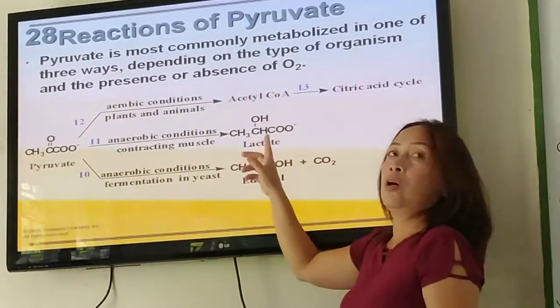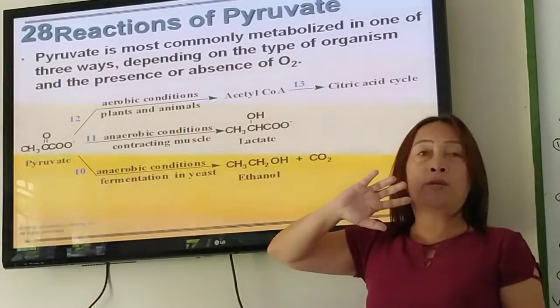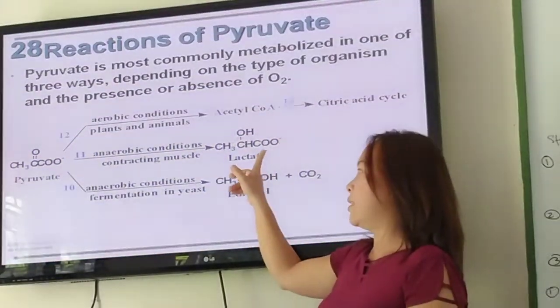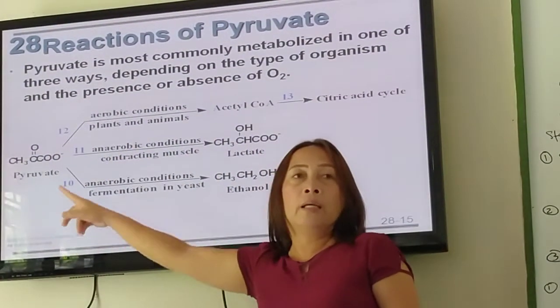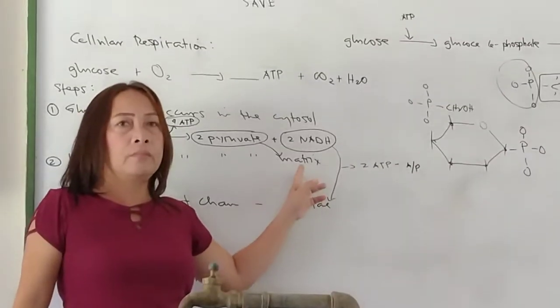However, when oxygen is sufficient already, then the lactic acid can be converted back into pyruvate, and it now enters the matrix for the Krebs cycle. Are you with me?